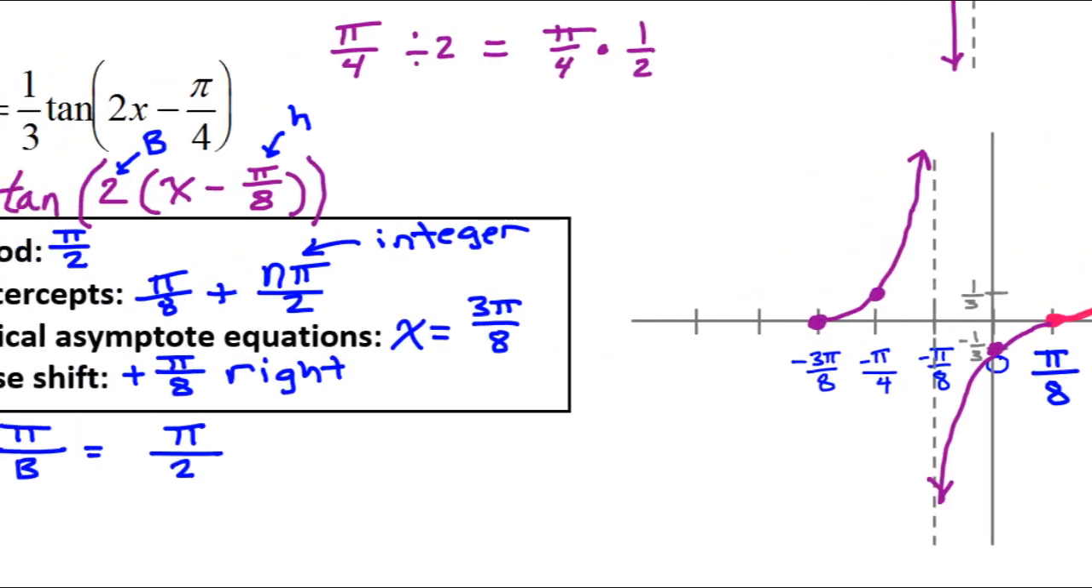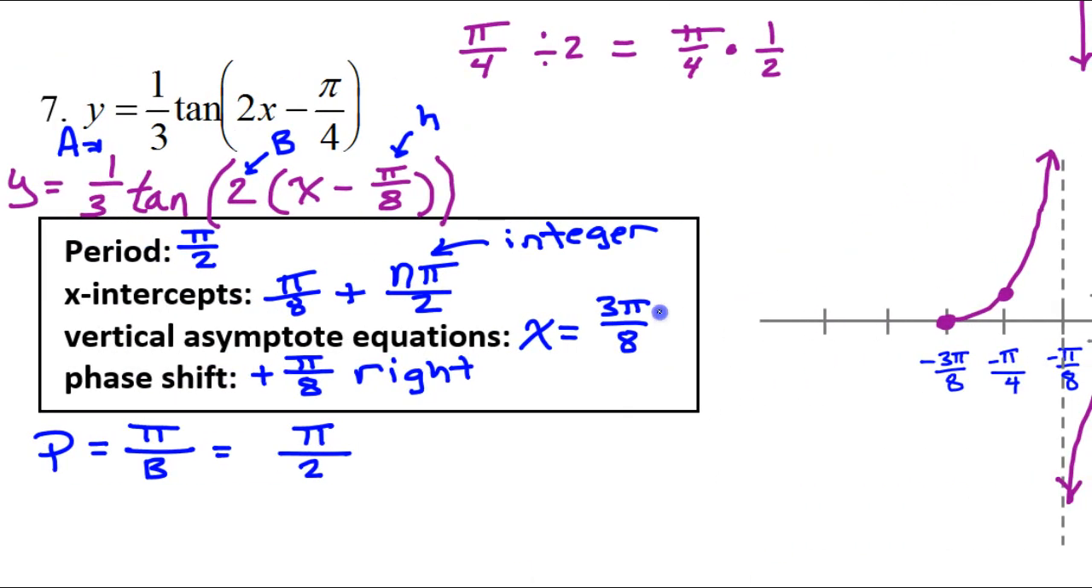So I'm going to add multiples of the period. So I'm going to add, again, n pi over 2. And again, n is an integer. So that is going to do it for number 7.